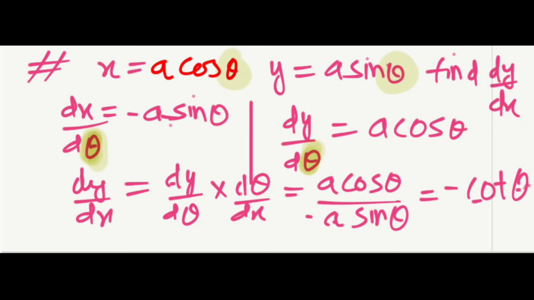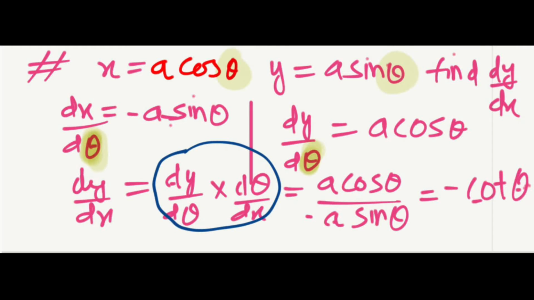Now we need to find the derivative of y with respect to x. So observe this formula. dy upon dx is dy upon d theta into d theta upon dx, because d theta automatically cancels out and you are left with dy upon dx. This is the trick, or this is called the parametric method to solve the differential equation.